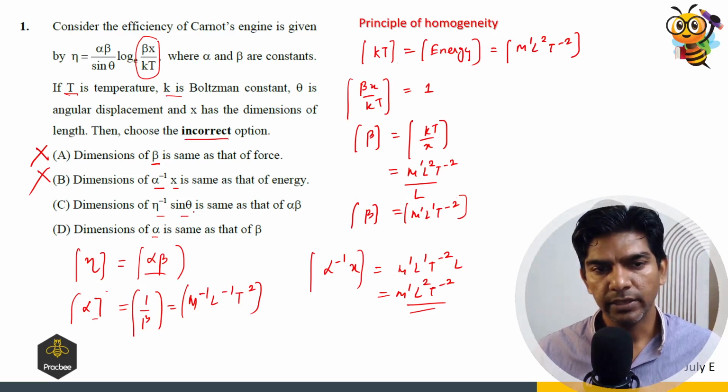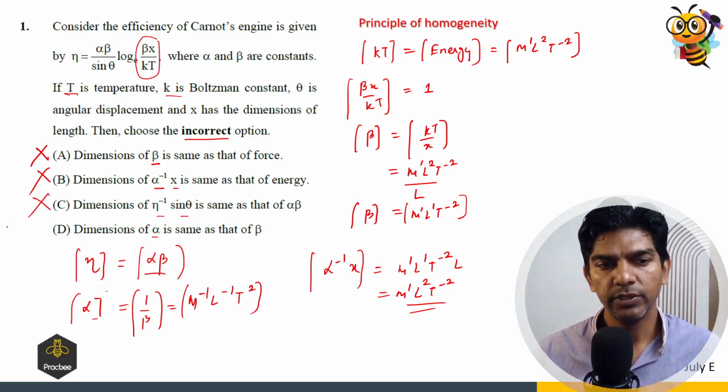Dimension of eta inverse sine theta is the same as alpha beta. Yes, alpha beta is dimensionless, eta inverse sine theta is also dimensionless. So this can't be the answer. Dimension of alpha is the same as beta, that is incorrect. So this is the answer, right?